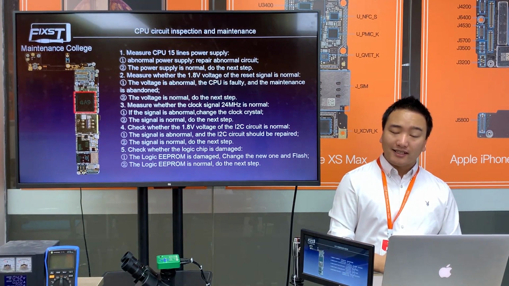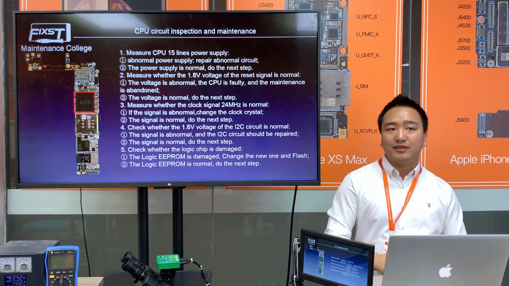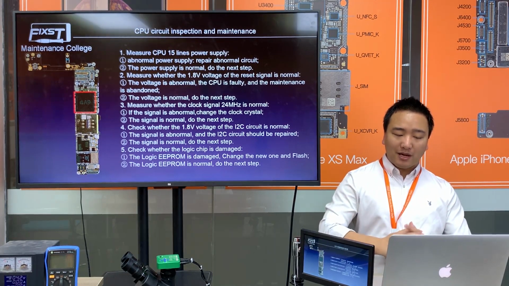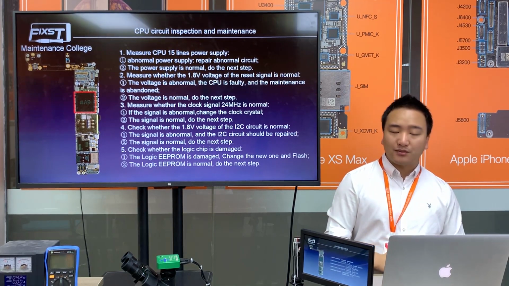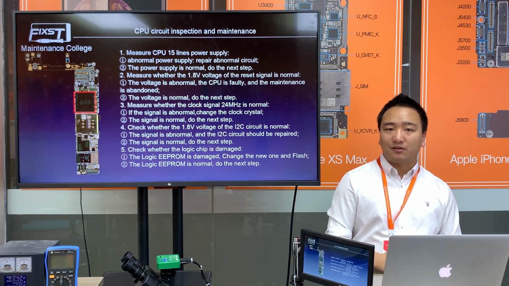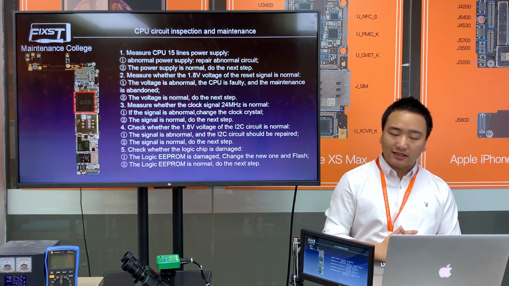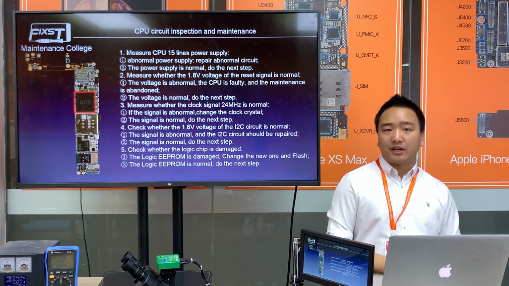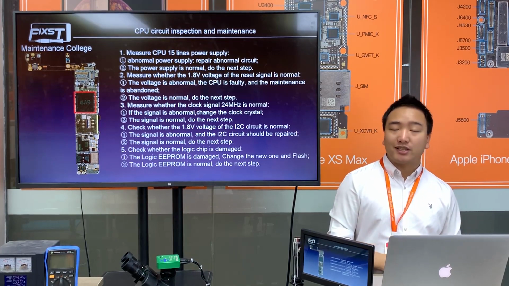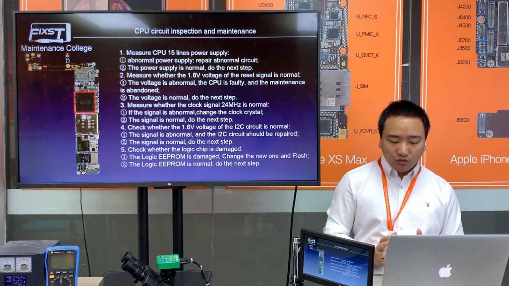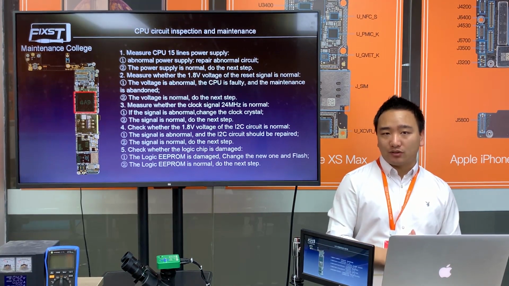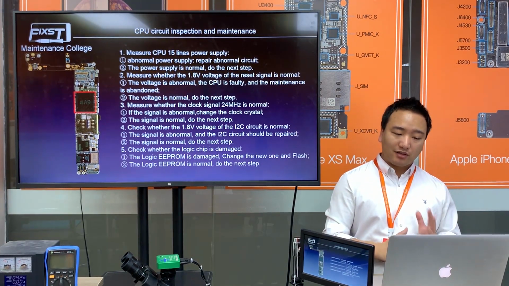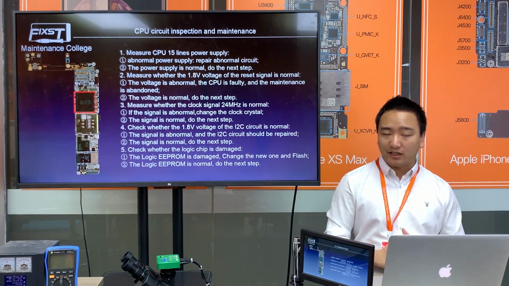If you have just changed it and not flashed the phone, it will restart again and again. We do not suggest you change it because of the user data inside it. If you change the logic EEPROM, the user data will be lost. But because this is a gas IC, if it has some problem, we only change it and we need to flash. If not flashed, the phone will restart again.